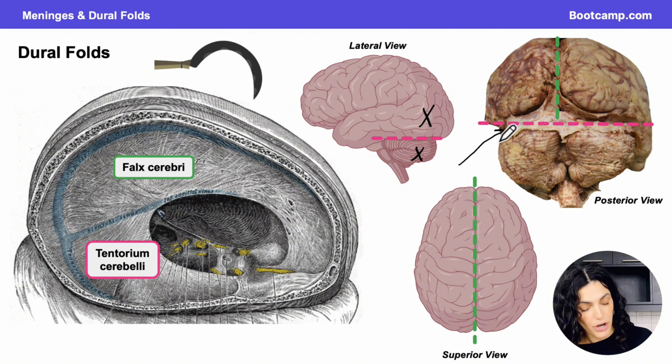We can actually see parts of that tentorium cerebelli that have been cut away so we can better visualize some of these structures of the brain. But we can see the cerebellum over here, and then we can also see the cerebrum just immediately superior.